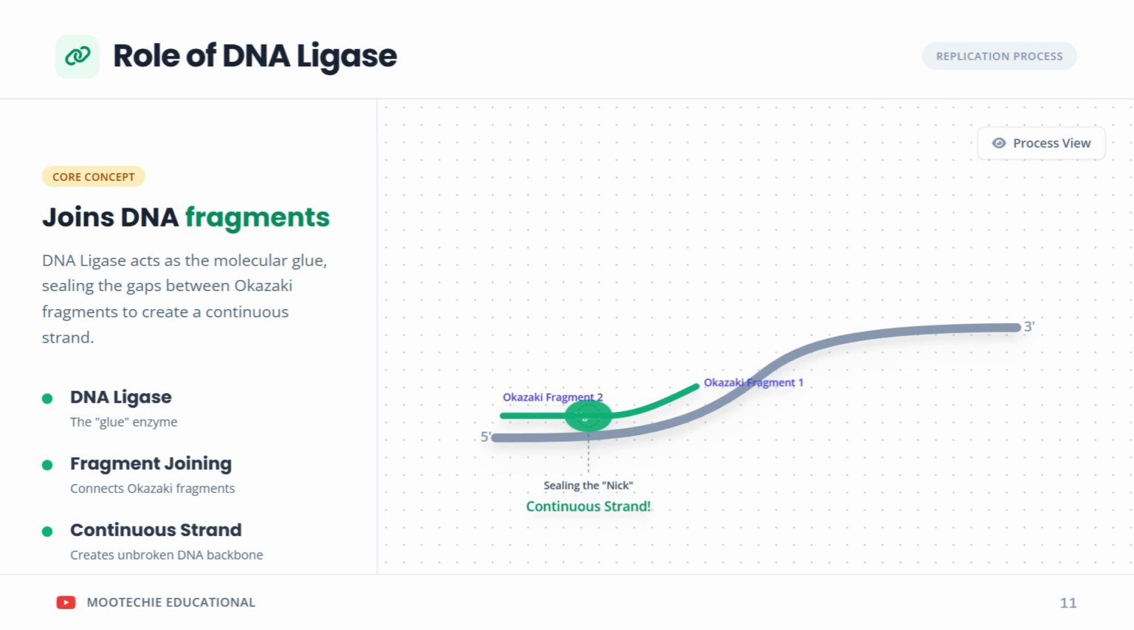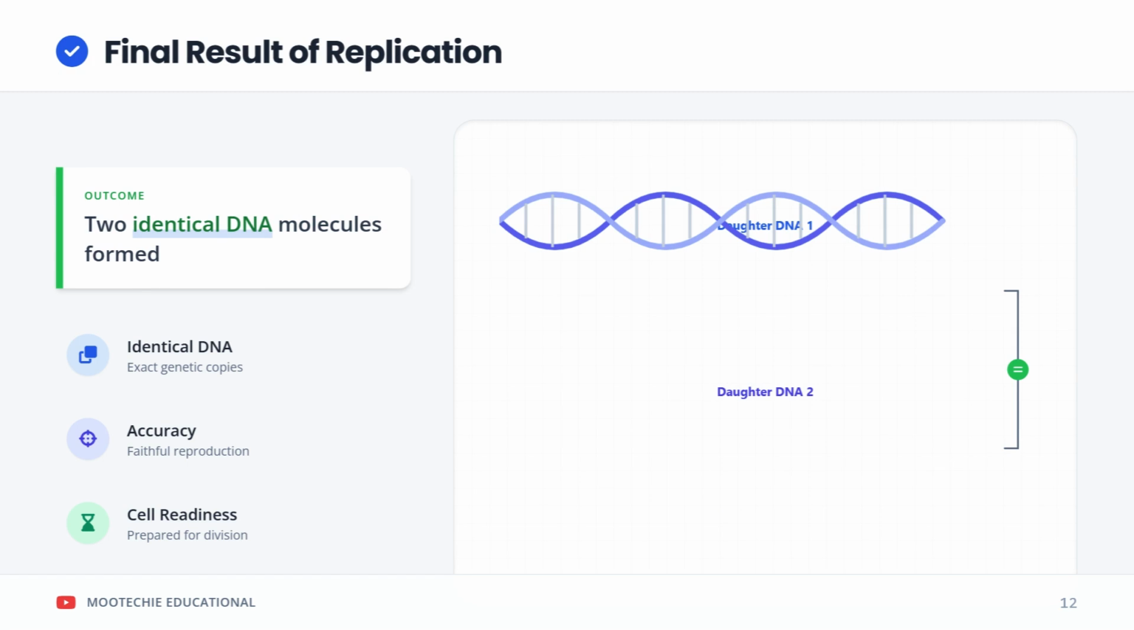What is the final result of all this coordinated activity? The outcome is two identical DNA molecules. We have achieved accurate, faithful reproduction of the genetic code. The cell now has two complete sets of genetic instructions and is ready to proceed with division, giving one copy to each daughter cell. Let's do a quick visual summary.